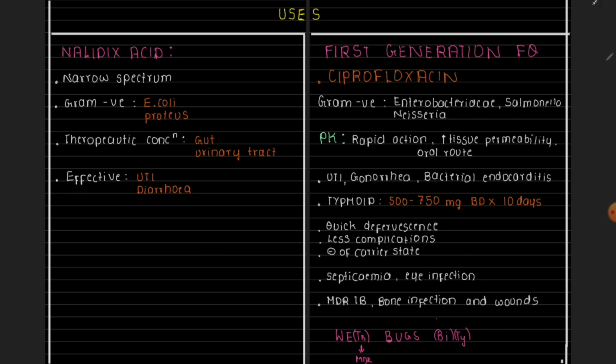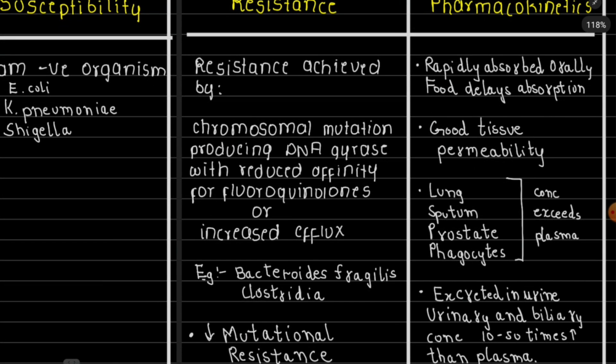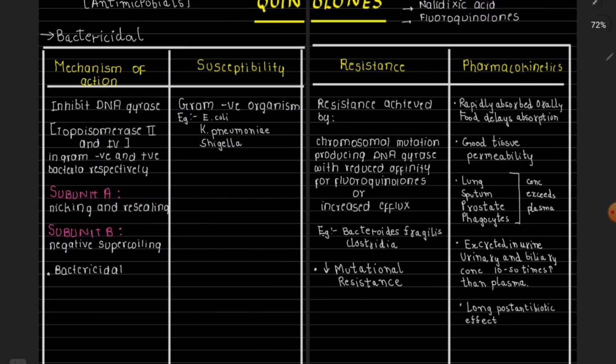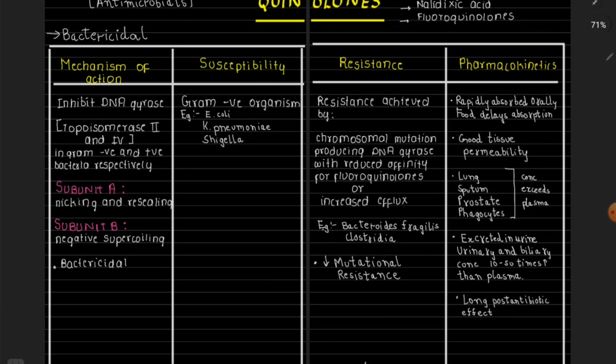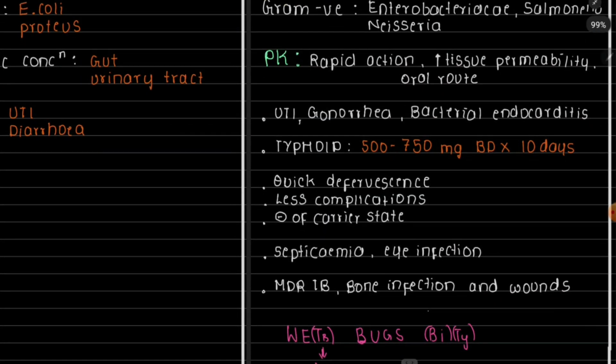Notice how we can correlate this with the pharmacokinetics. We just saw that the therapeutic concentration of fluoroquinolones, that is the concentration of the drug, is much more in lung, sputum, prostate and phagocytes than in plasma. So this can be correlated with the uses as well. Okay, so we should talk a little bit more in detail about typhoid.